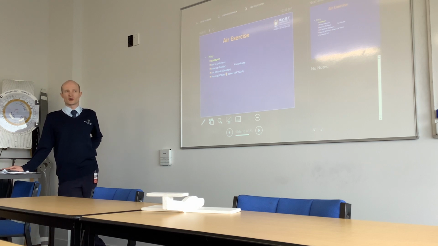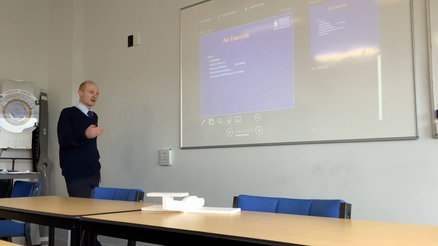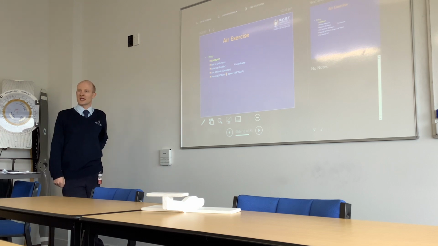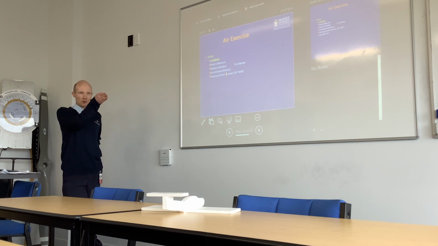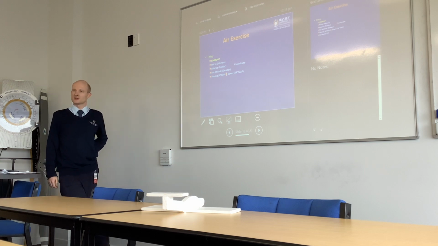So where students struggle is they're looking in the direction they're turning as they roll in. They've just done a lookout. They know there's no object there. So if they look straight ahead as they roll in, they'll see that the attitude is staying the same.